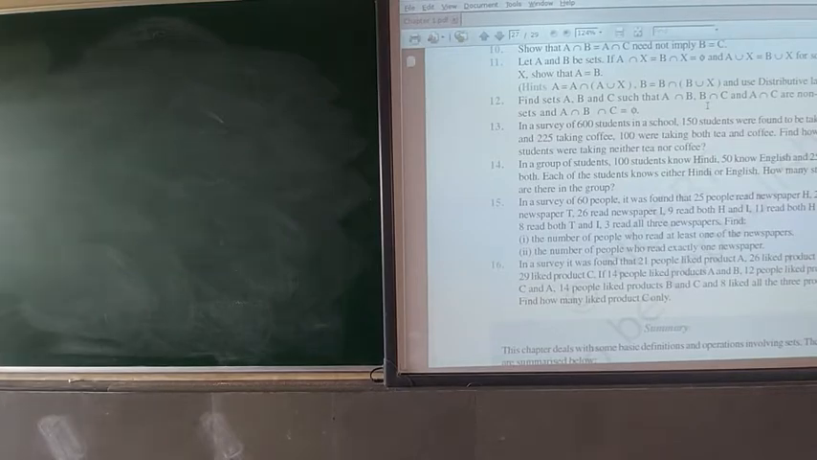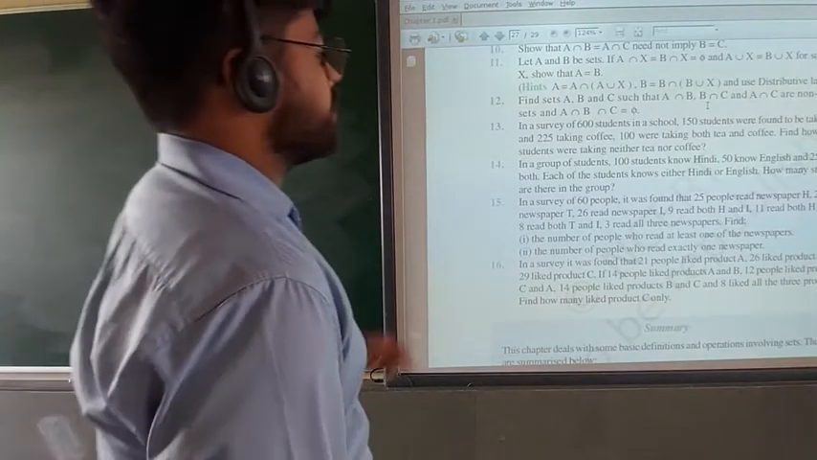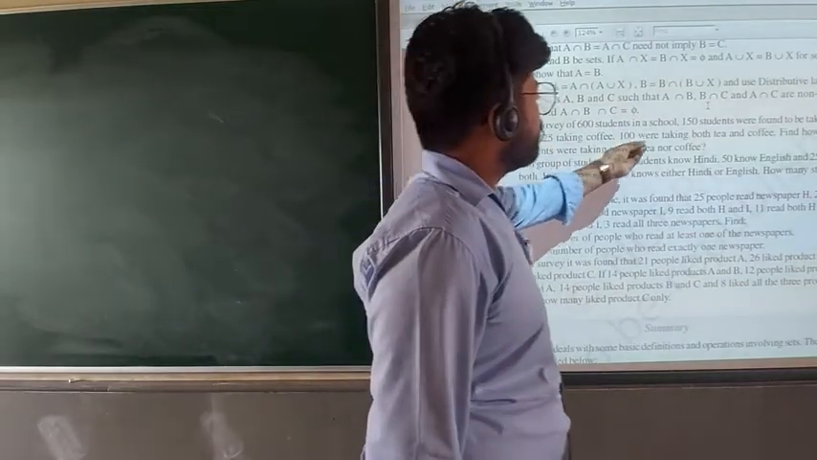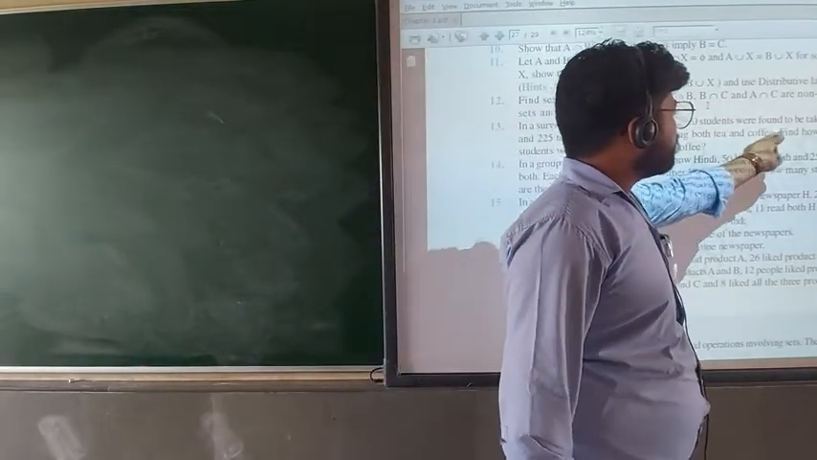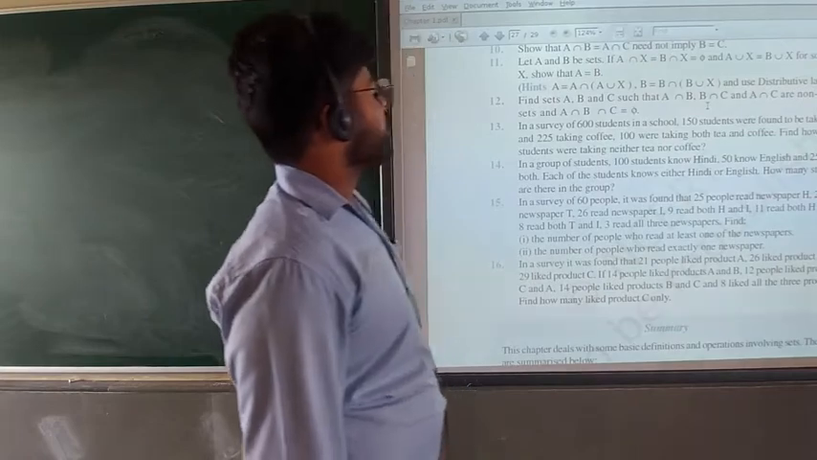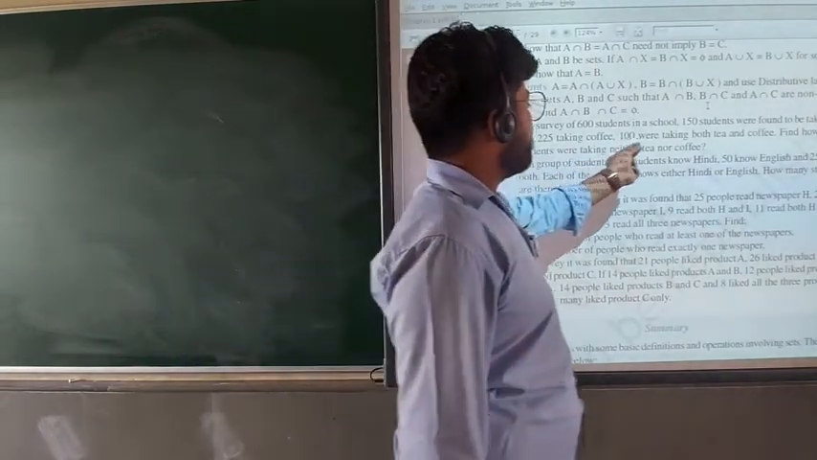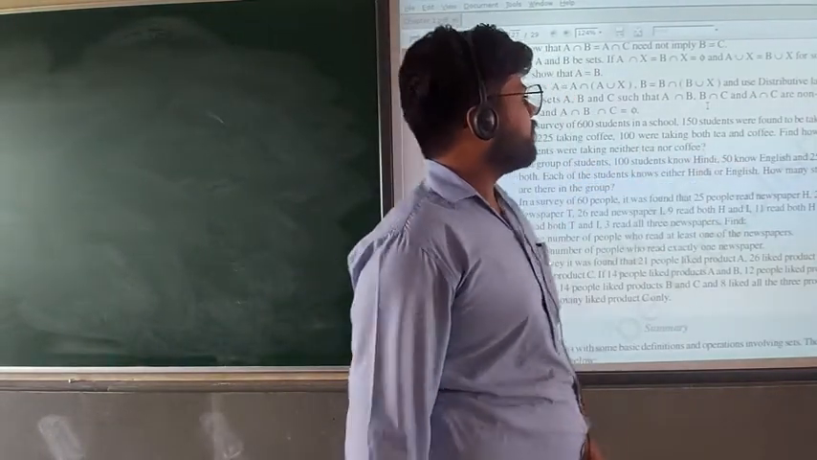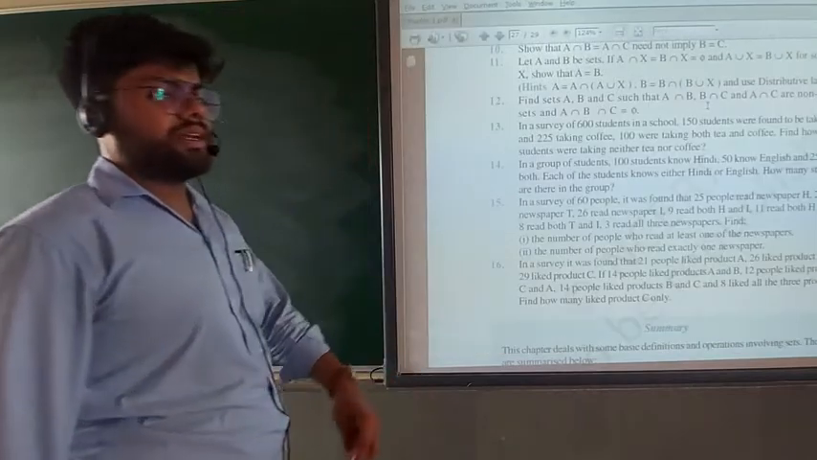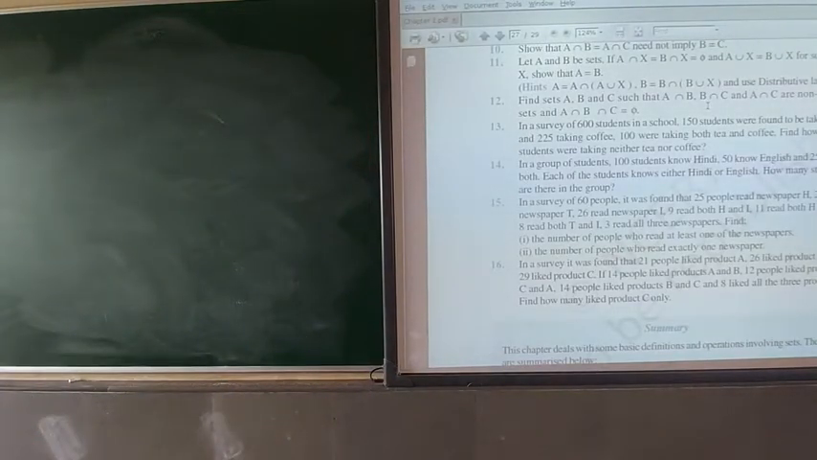In question 13, it is given that in a survey of 600 students in a school, 150 students were found to have taken tea, 225 taken coffee, and 100 were taking both tea and coffee. Find how many students were taking neither tea nor coffee. That we have to find.